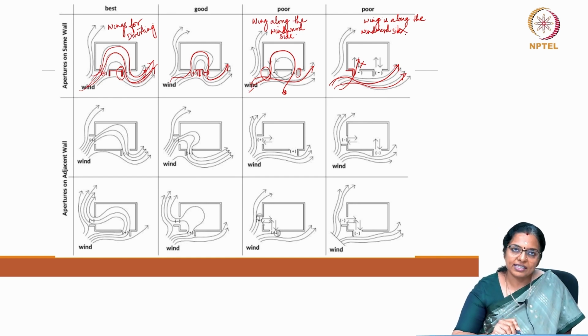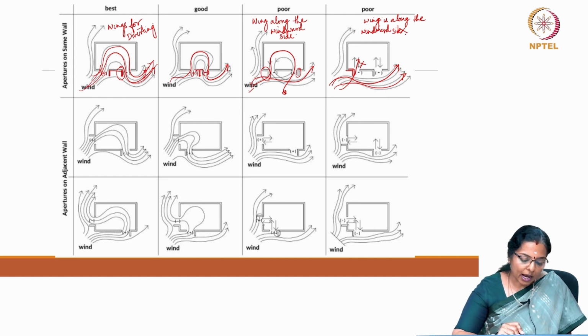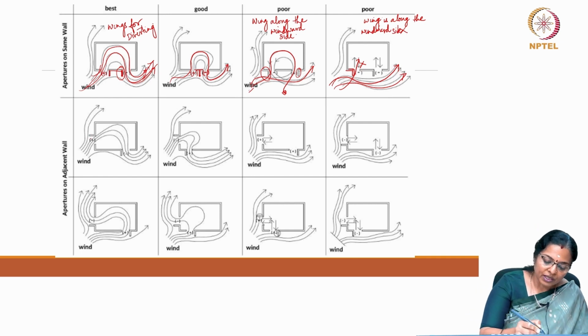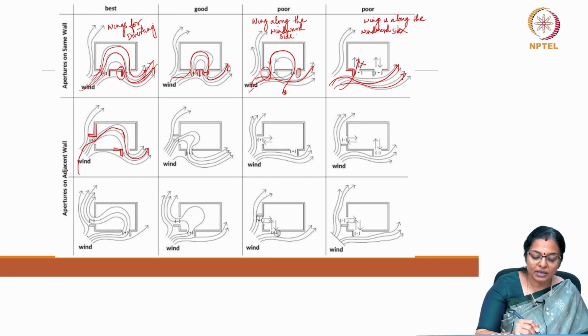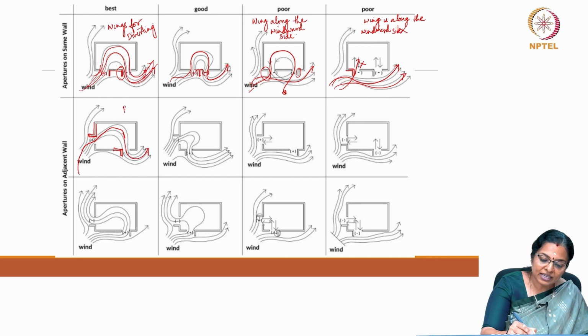Let us look at case scenarios where the apertures are on the adjacent side. You have an aperture on one side, but you also have a wing wall on this side which is directing the breeze to come in, and you also have a wing wall on the outlet side which is diverting the breeze to go out, and this becomes the best case scenario.